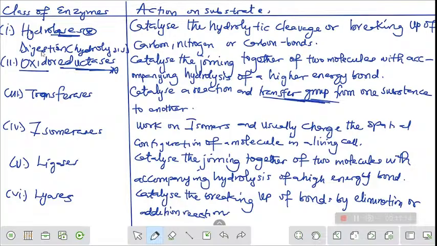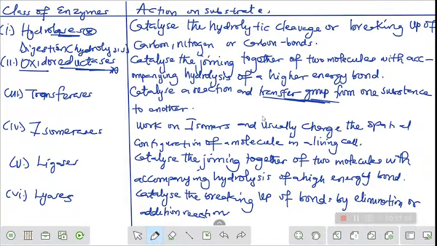Even till after your tuition, when you are doing biochemistry, you have to know class 1, class 2, class 3, class 4, class 5, class 6. So oxidoreductases, they catalyze joining together of two molecules with accompanying hydrolysis. So we are done with that. So transferases, the transfer group, yes.